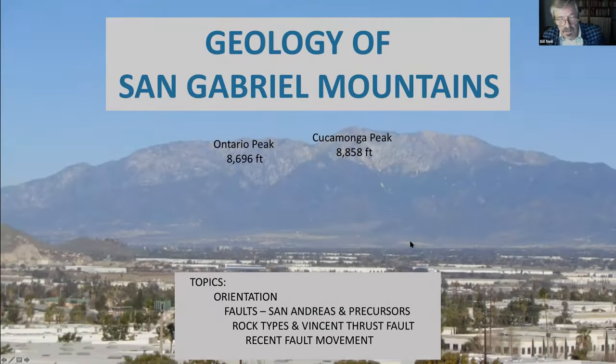So there are the topics at the bottom. We'll talk about faults first and then rock types. And the view is of the eastern portion of the range, viewed from Riverside. Mount Baldy is behind Ontario Peak and Cajon Pass is to the right.